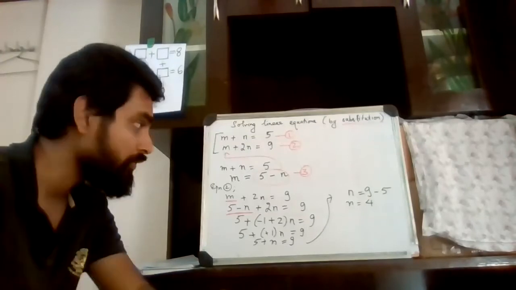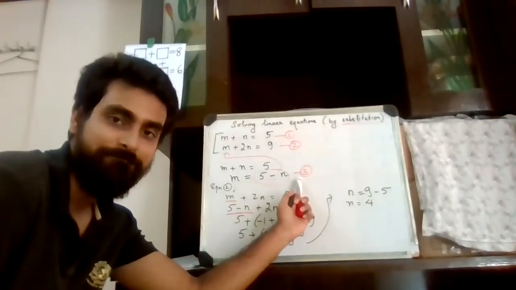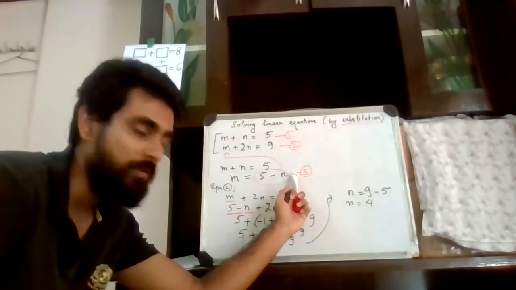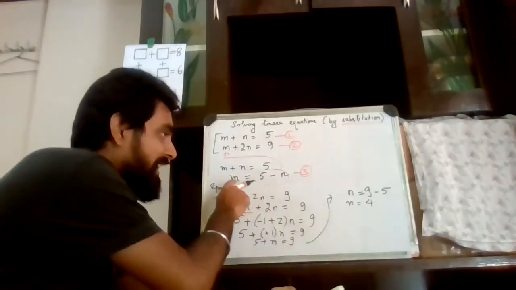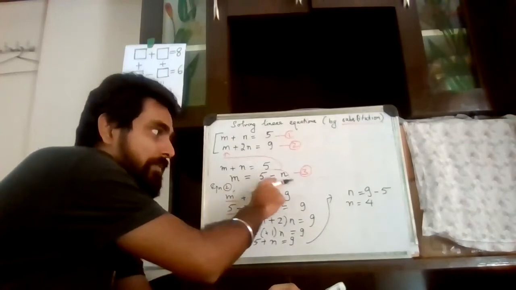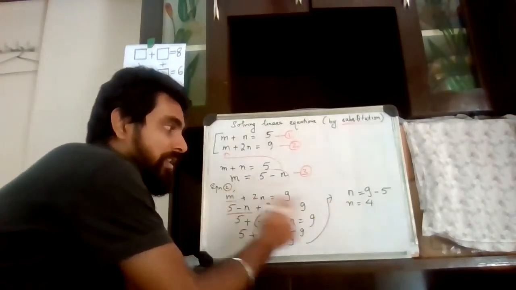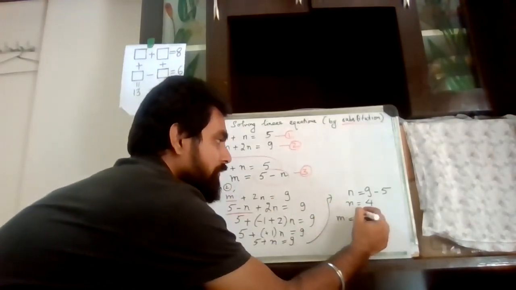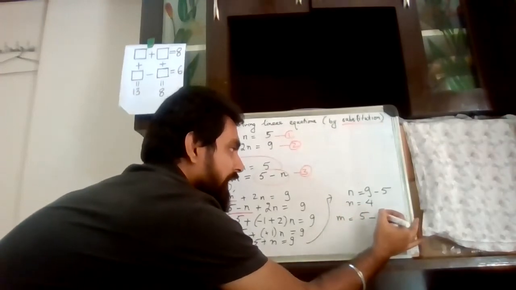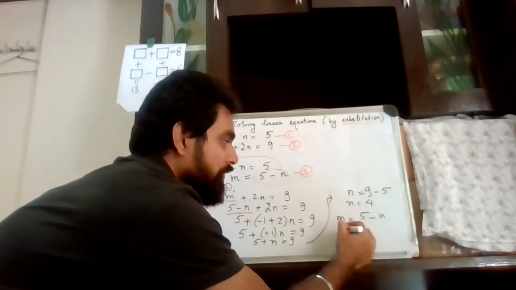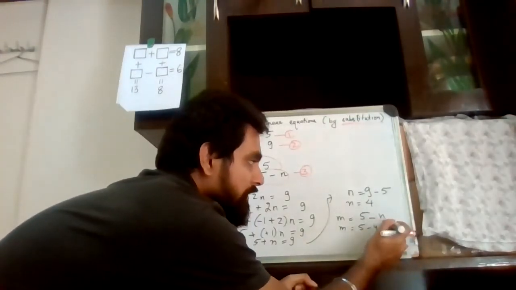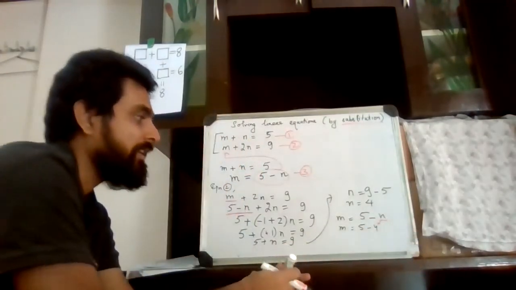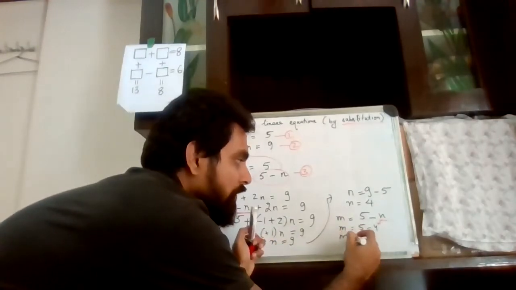What I just need to do is put it in equation 3. If I put this 4 in equation 3, I'm going to get the value of m. Are we good? Be clear? Because n is in terms of m. M is in terms of n. So I'm going to put this 4 in equation 3, and I get m is equal to 5 minus n. In place of n, I'm going to put 4. So m is equal to 5 minus 4. So n is nothing but 4, and you get m is equal to 1.